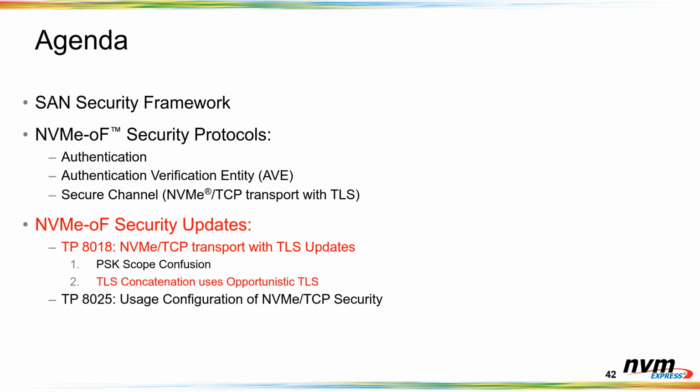Okay, so I'm going to talk about opportunistic TLS, the concatenation mechanism that we've shown you for how TLS uses a PSK that is generated by DH-HMAC-CHAP authentication. It is an example of a general mechanism called opportunistic TLS. And some interesting effects showed up in implementation when we started to use it.